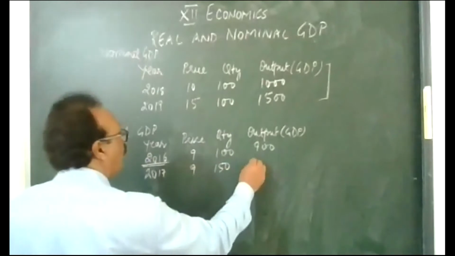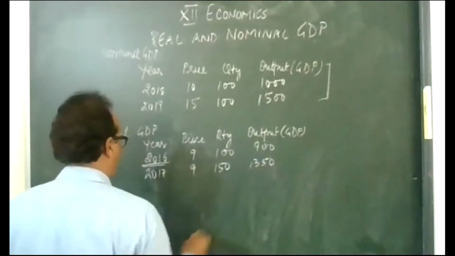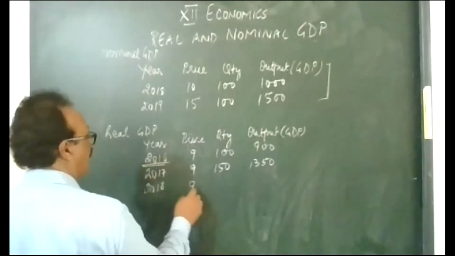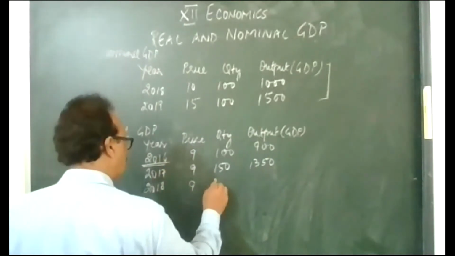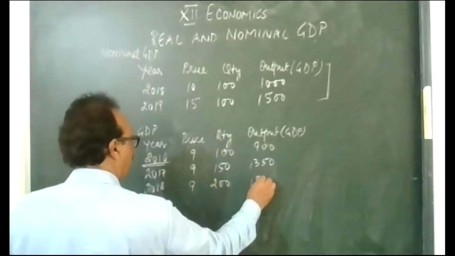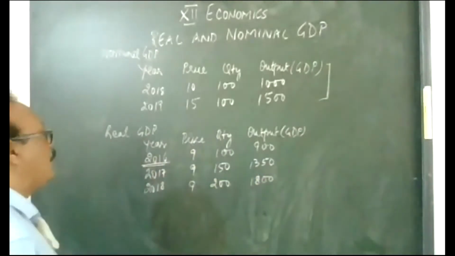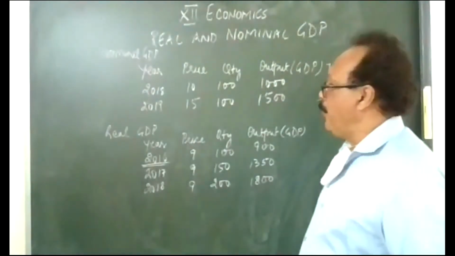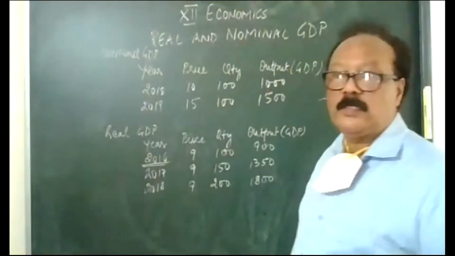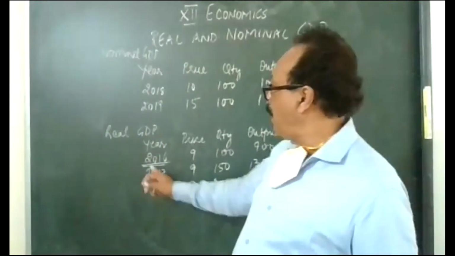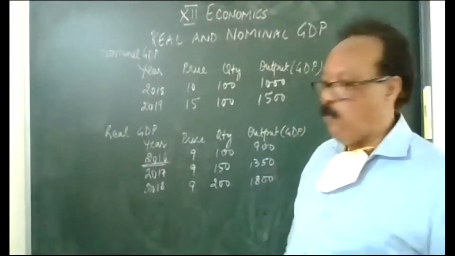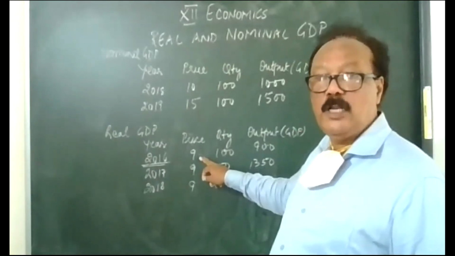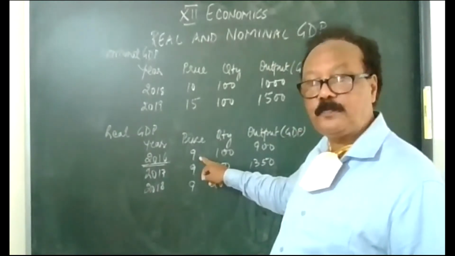That will give you 1350. 2018, let's say, at the base year price 9, we are able to produce 200. Now look at this. Your real GDP is calculated on some base year. Here we assume that our base year is 2016. What was the price at our base year? 9. So now when we calculate our GDP, we are calculating it at the base year price.